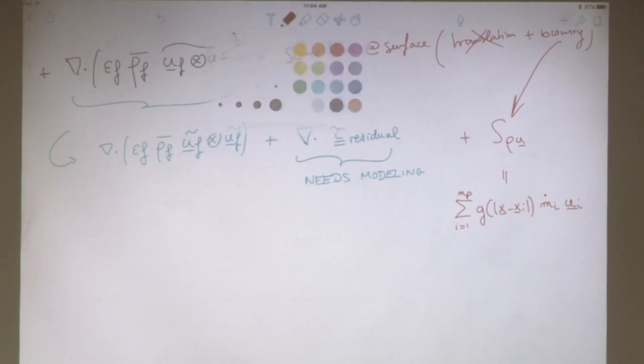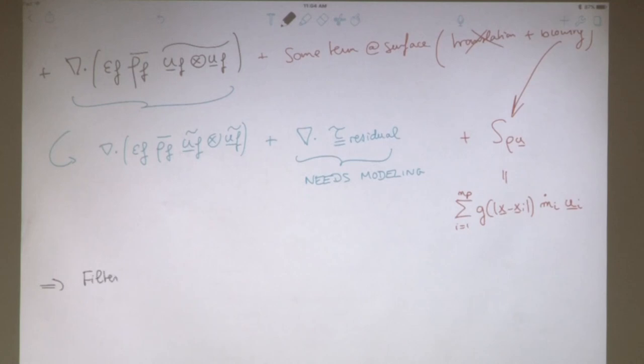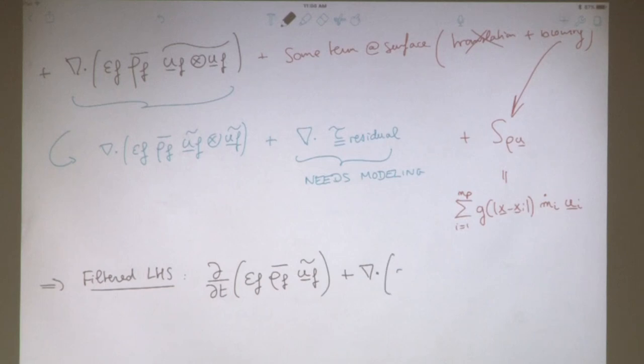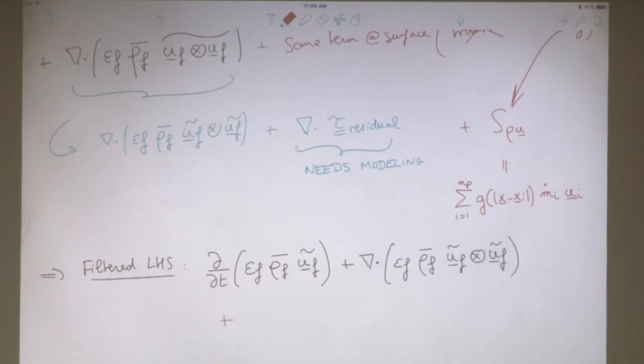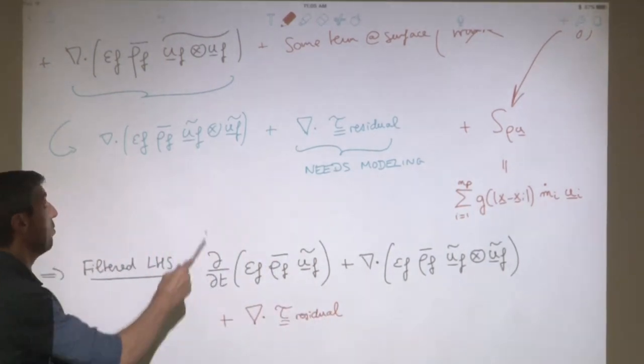So we can wrap up our left-hand side. Our filtered left-hand side looks like d over dt of epsilon f times rho f bar times uf tilde, plus divergence of epsilon f times rho f bar times uf tilde dyadic uf tilde. This we can compute just fine, plus a term that we need to model. That's going to be a divergence of a tau residual. Again, this is entirely showing up because what we can compute is not what we need to compute, but this is what we need to compute.